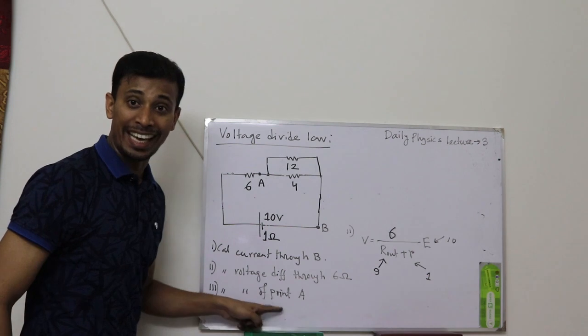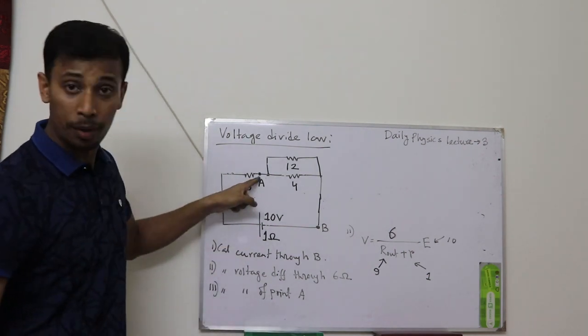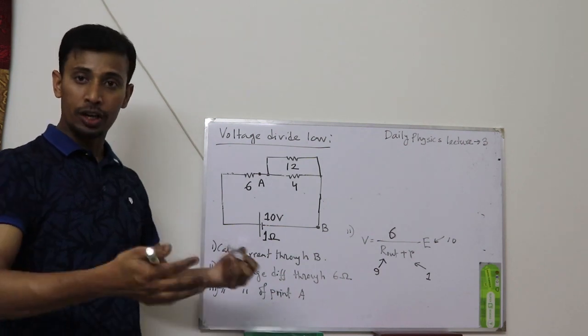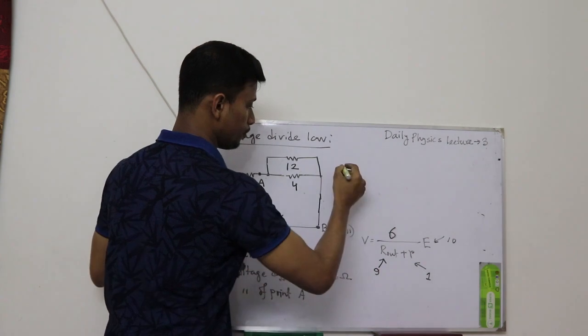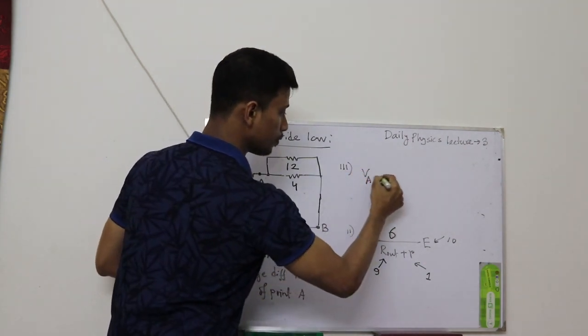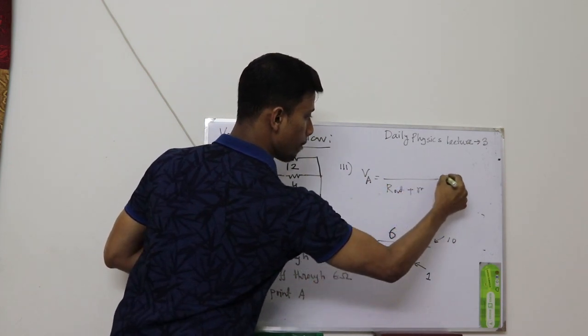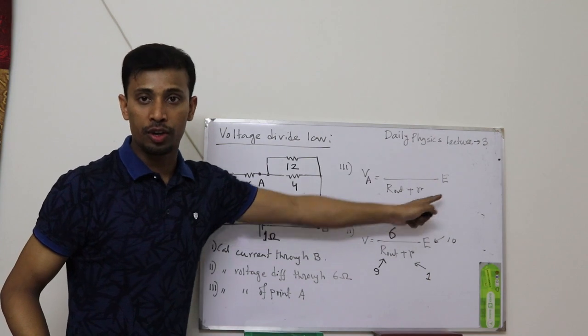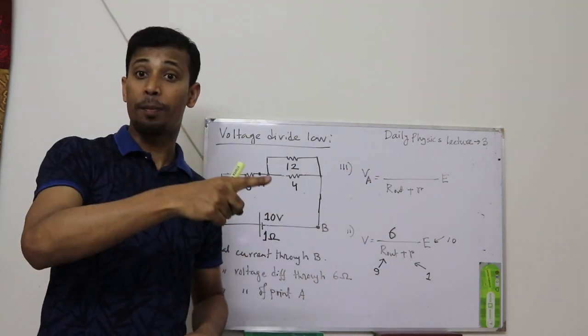What about question number 3? Voltage of point A, a particular point. What is point A? We have point A here. So for the voltage of point A, let's go through the voltage divide law. Solution for question 3: R out plus small r into E, this should be the common. And at the top, the resistance for a particular point.